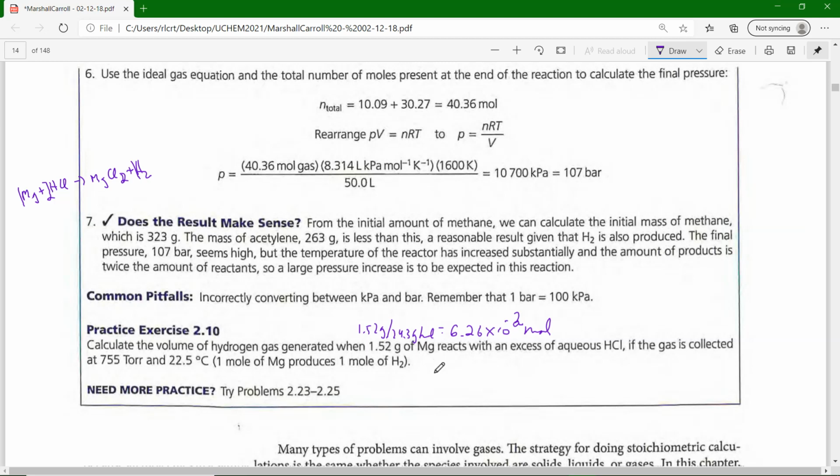So V equals nRT over P. So I got 6.26 by 10 to the minus 2 moles of hydrogen. R, shall I use the 8.314 liters kilopascals? Why not? 8.314. Temperature is 22.5, but I got to add 273 to that. 295.5.